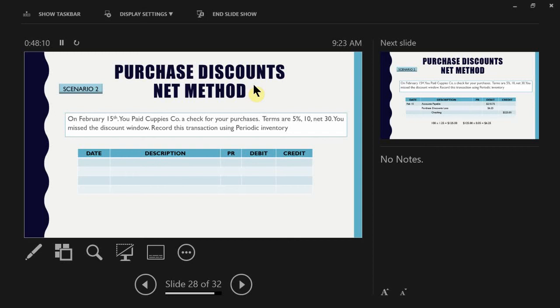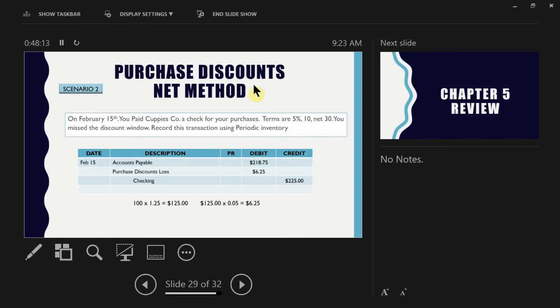The debits. Correct. So yes, this is what's going to happen. You are going to recognize that originally you stated that this is what you owe. But again, because we missed the discount period, we have a purchase discount loss. And then at the end of the day, we're going to end up paying a grand total of $6.25 more than what we actually owe. So here you go.